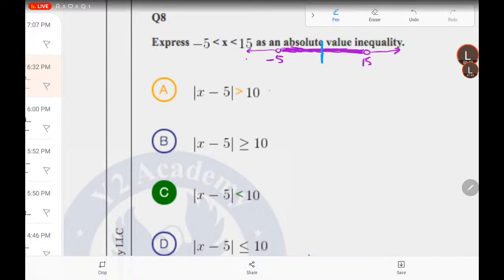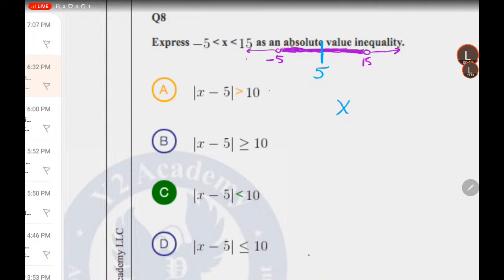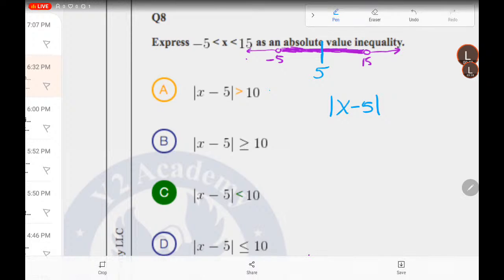The other way to do it is you can add the two numbers together. -5 plus 15 is 10. Divide by 2. 10 divided by 2 is 5. So 5 is the middle of that. So any number that we pick out, we're comparing it to the number 5. And the distance that a number, x is a number, is from 5 is the absolute value of x minus 5.